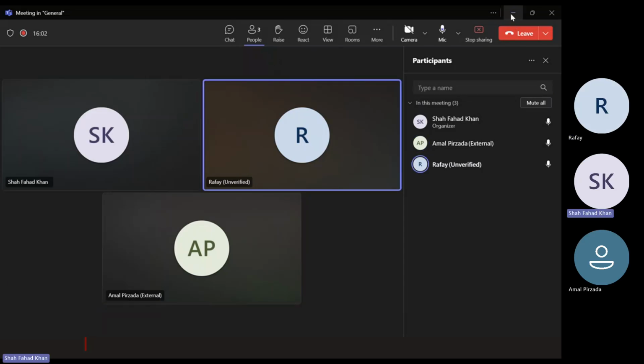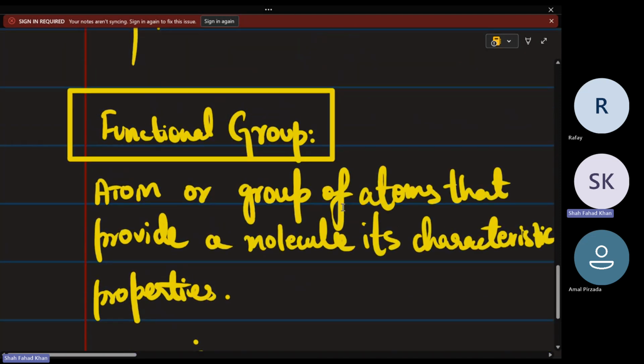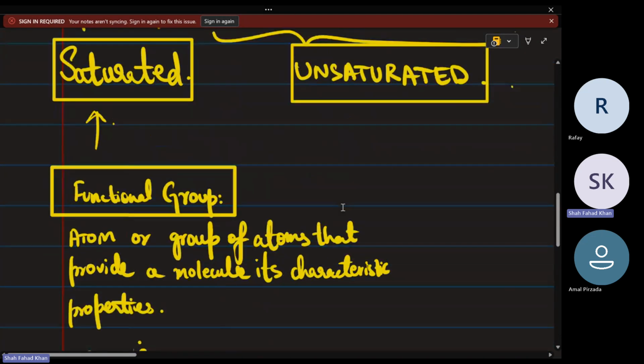All right. Now moving on. These are all the functional groups that we have.